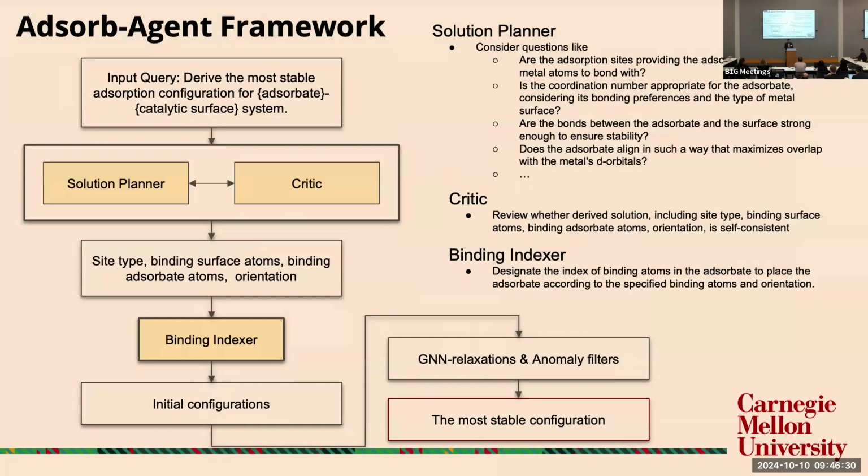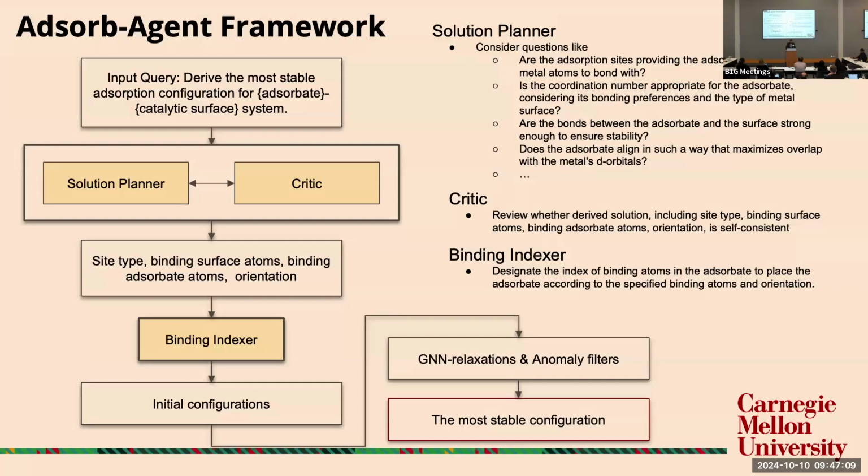We created something called the AdsorbAgent framework, in which we send a query, for example, derive the most stable adsorption configuration for, and then we parse the adsorbate as text, and also the catalytic surface system. Then we created a solution planner and a critic. Both of them are ChatGPT, GPT-4o. We benchmarked it with GPT-3.5 and 4, and none of them is as good as 4o, but the cost is higher because we are calling the API many times.